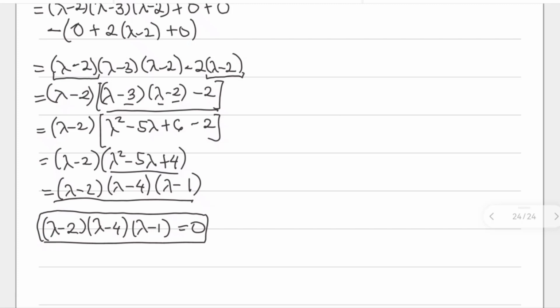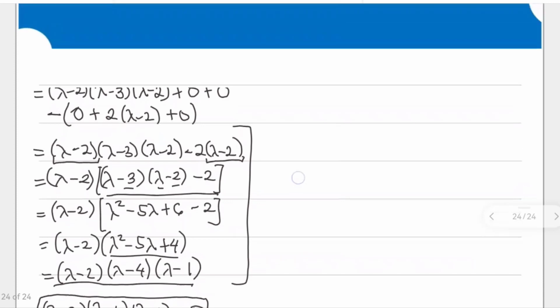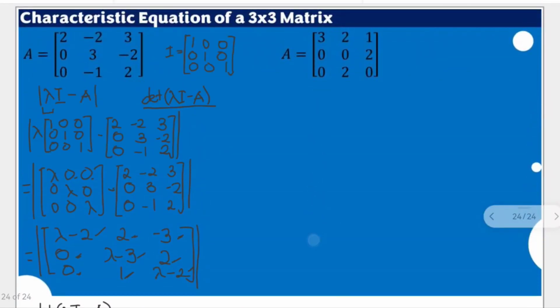So it takes a lot of process, especially some algebraic processes here, but of course you just need to review that as it is part of solving the characteristic equation. Let's try to duplicate the same process for the second matrix A. So the same thing, you will have to come up with the expression lambda times your identity 1, 0, 0, 0, 1, 0, 0, 0, 1 minus your A here, 3, 2, 1, 0, 0, 2, 0, 2, 0.